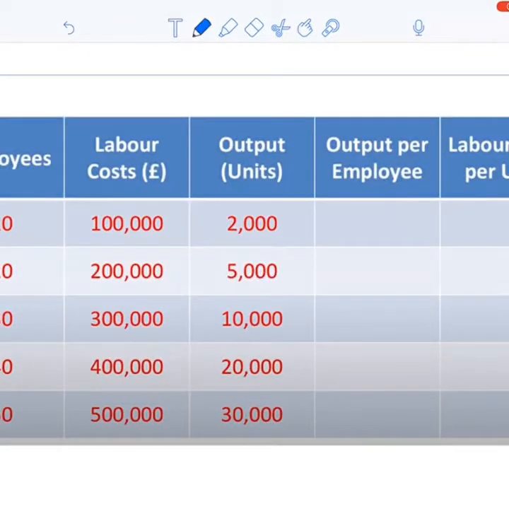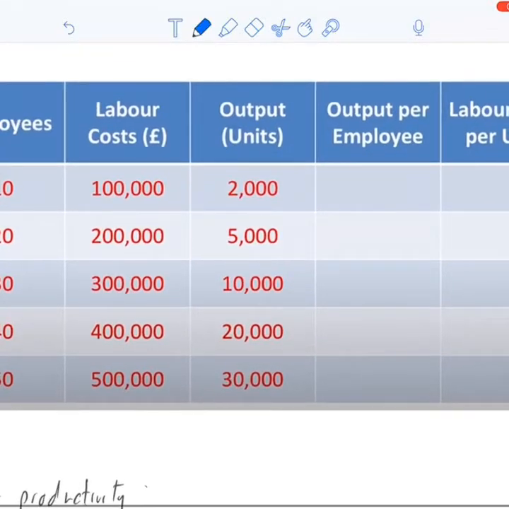Okay, the next part of the specification is to look at output per employee and labour cost per unit. Before I explain what they are and show you the formulas, can we just pause the video? I'd like you to pause the video and have a go at filling in the table first, okay? Okay, so now you've had an attempt at that. Let's see if you've got the correct answers.